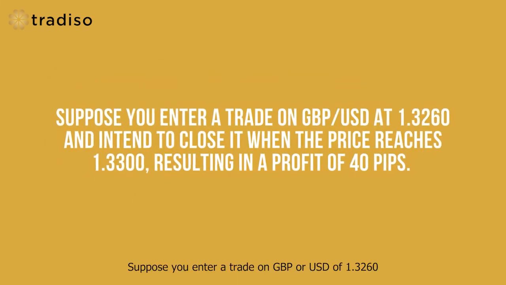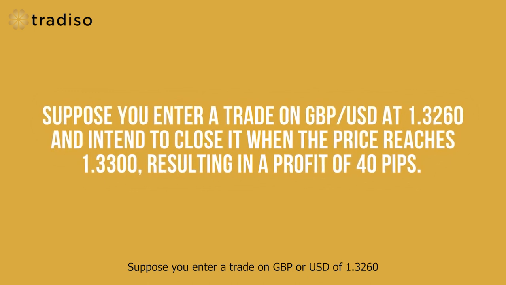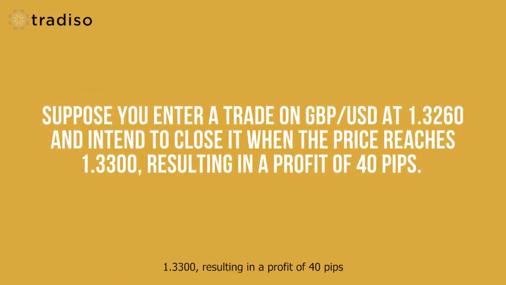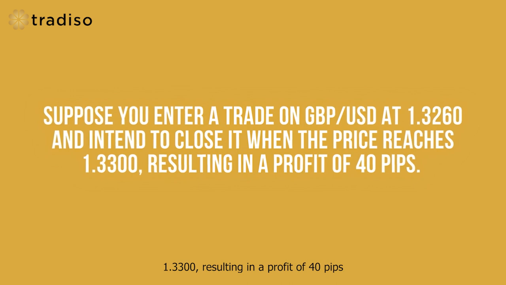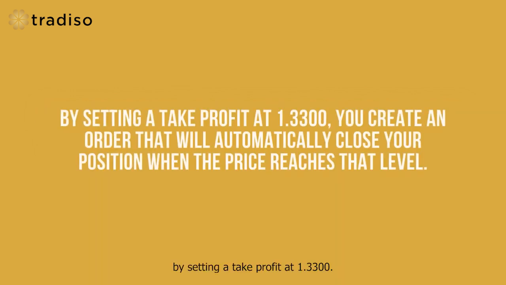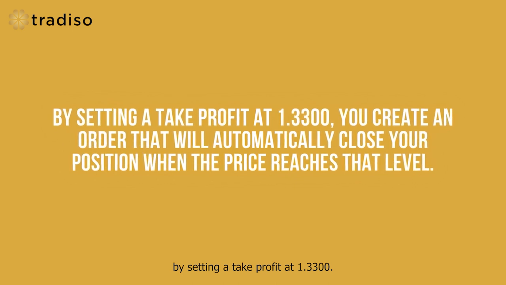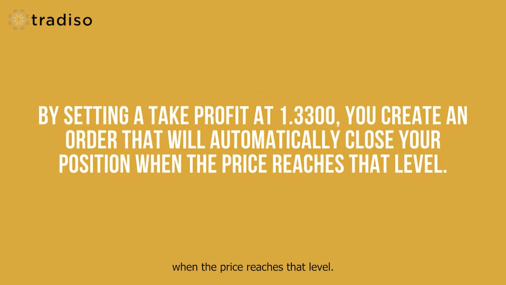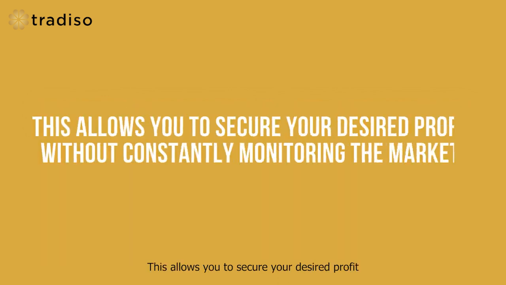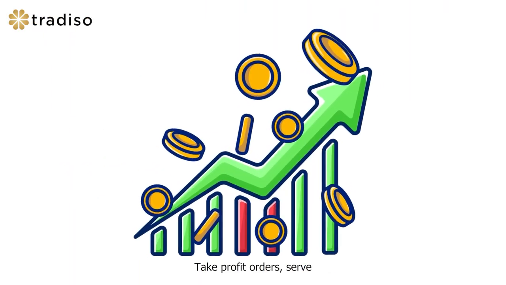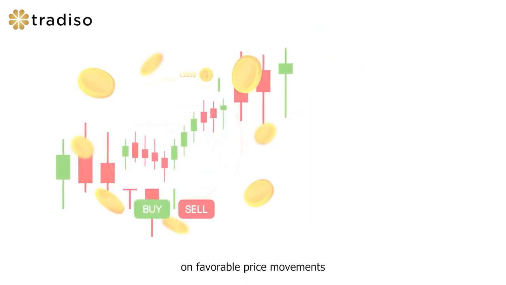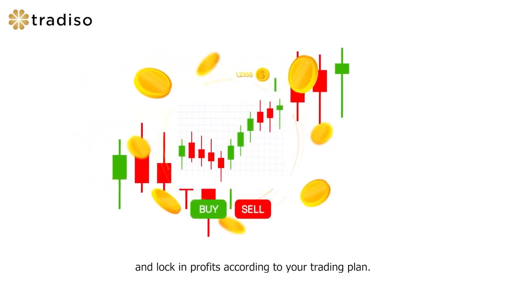Suppose you enter a trade on GBP/USD at 1.3260 and intend to close it when the price reaches 1.3300, resulting in a profit of 40 pips. By setting a take profit at 1.3300, you create an order that will automatically close your position when the price reaches that level. This allows you to secure your desired profit without constantly monitoring the market. Take profit orders serve as a risk management tool, ensuring that you capitalize on favorable price movements and lock in profits according to your trading plan.